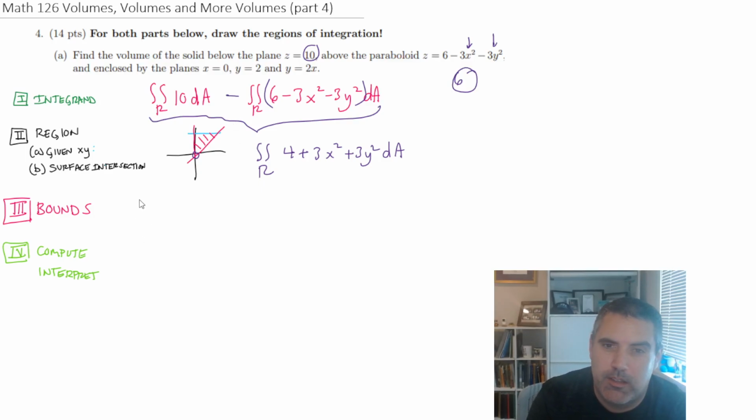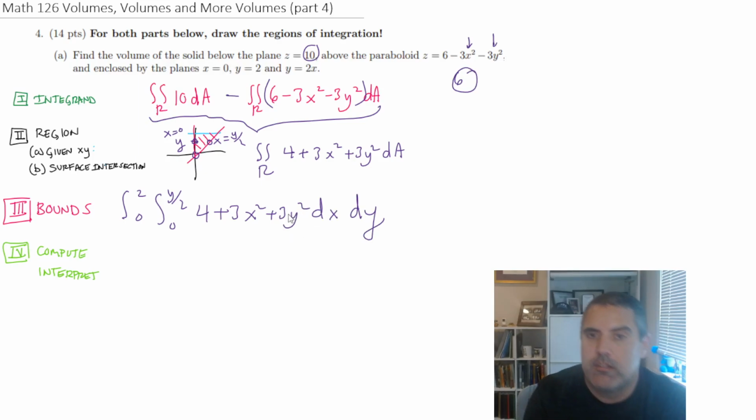Now we have bounds. How would I like to describe that? We can do it in terms of x, or we can do it in terms of y. To me, it looks slightly better in terms of y. Let's take a look at that. So if I label this y, then I need to label these two sides. The two sides are x equals 0 and x equals y over 2. And the biggest it can be is y equals 2, so the integral from 0 to 2, and then based off of y, it's 0 to y over 2, 4 plus 3x squared plus 3y squared, dx dy, compute, done.